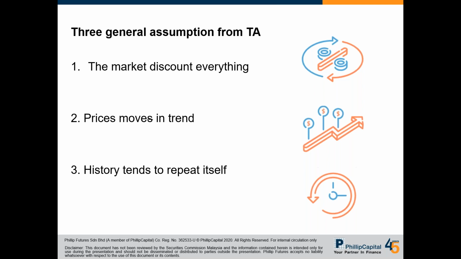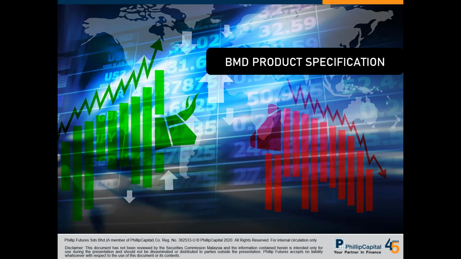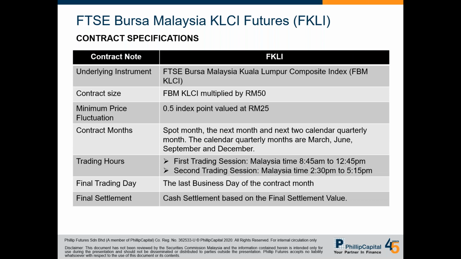Okay, for this slide, I will move to the Bursa Malaysia Derivatives product specifications. First, I will start with the FTSE Bursa Malaysia KLCI Futures, the FKLI contract specifications. The contract size of FKLI is multiplied by RM50, where the minimum price fluctuation is 0.5 index point, valued at RM25, which means that 1 index point is equal to RM50.